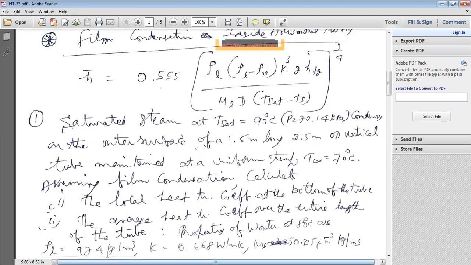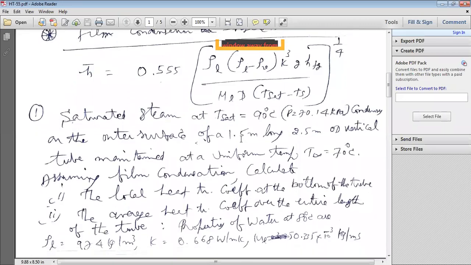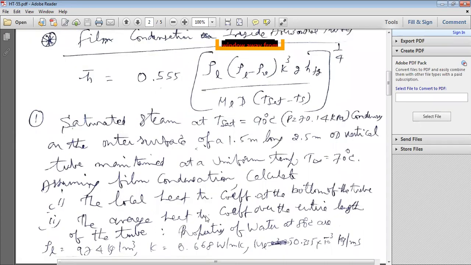What is the rho L value? Yes, 974 kg per meter cube. So substitute that one, 974 into 974 square, into K, the thermal conductivity of the liquid at 80 degrees centigrade, 0.668. That's why 0.668 cube, K cube, into g, 9.81, h_fg, 2309 kilojoules, but you have to convert into joules, 2309 into 1000, divided by 4 into the mu value. Here mu is 0.335 in 10 power minus 3.